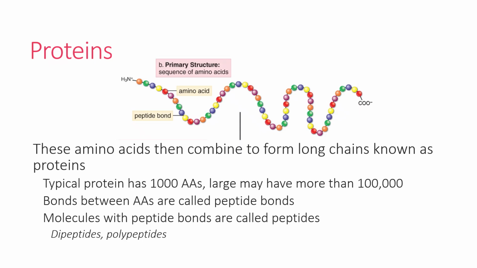But all we have is just this long chain of amino acids held together by what are known as peptide bonds. So this base word, peptide, anytime you see that pep, you should automatically start thinking proteins and amino acids. Okay, so we have peptide bonds, we have dipeptides, polypeptides, all of them are about proteins.